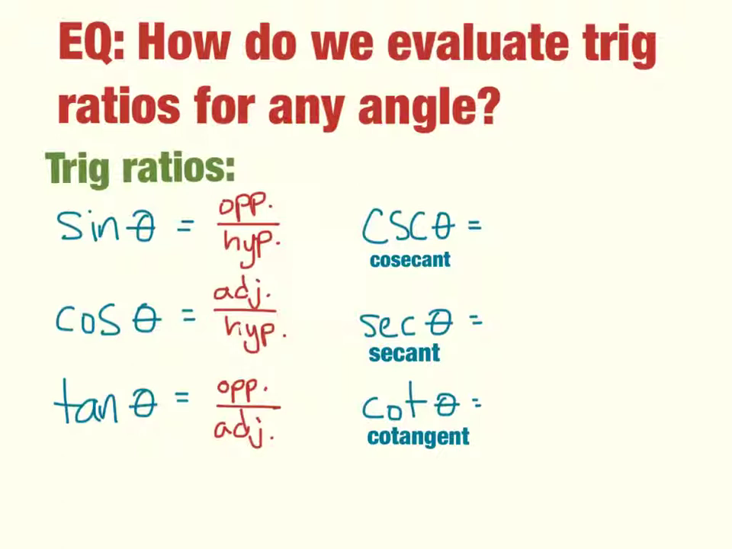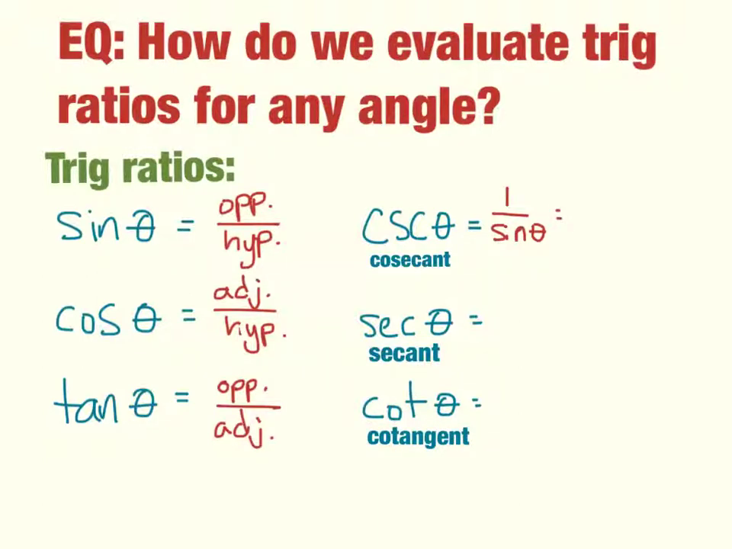And the tangent of theta is the opposite over the adjacent. So today we're going to introduce the cosecant, the secant, and the cotangent. And these are just the reciprocals of sine, cosine, and tangent. So cosecant is the reciprocal of sine. So it's 1 over the sine of theta.